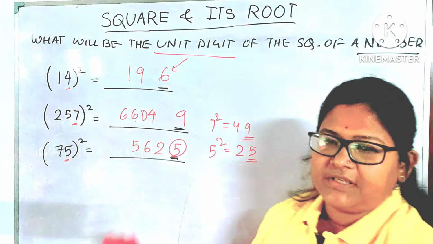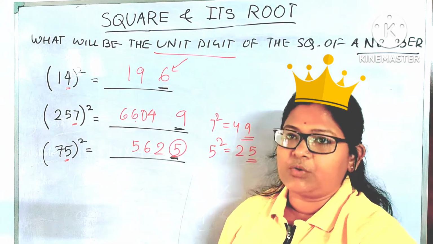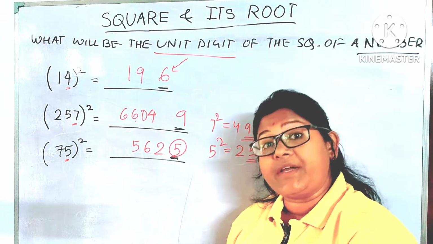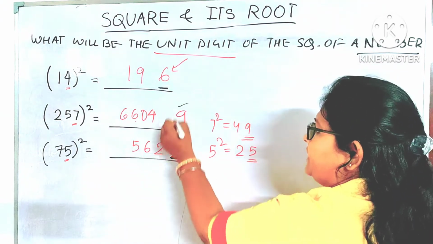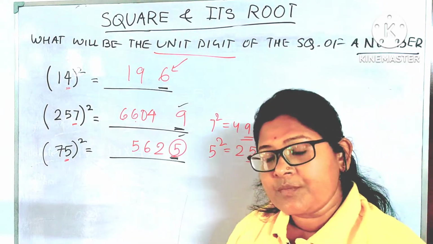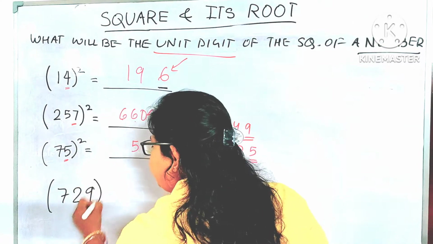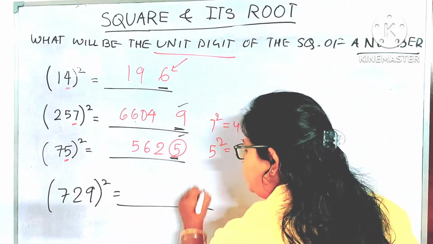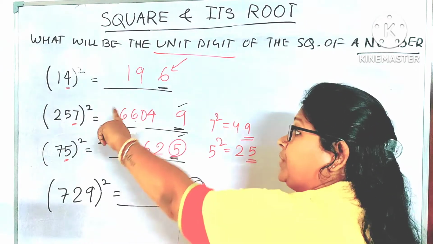Clear? I did not do the calculation since I have a smarter device at home. But please, you all do the calculation if required. But in this case, I don't think it is required because the tip has already been given to you. What will you do? 729 square. You will find out the unit digit, the method how I showed you.